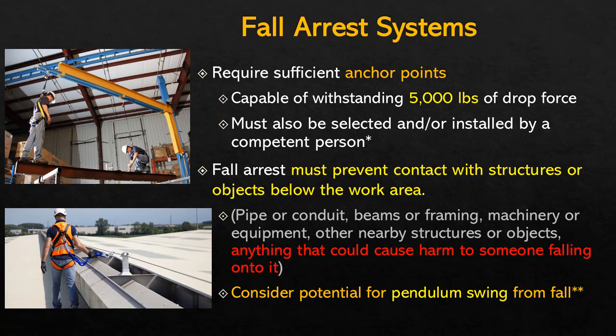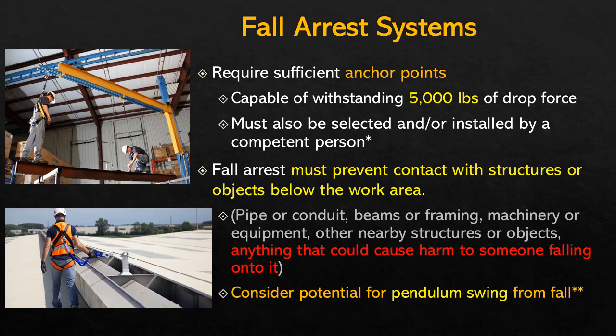Again, because when a person falls over the edge, it's a force multiplier. It's a lot more than just that person's body weight that's being exerted on that anchor point. So an anchor point is a very serious thing. It has to withstand 5,000 pounds of drop force. They have to be selected and installed by a competent person. Again, the OSHA standards talk more about who is a competent person. It has to be someone that knows what they're doing.